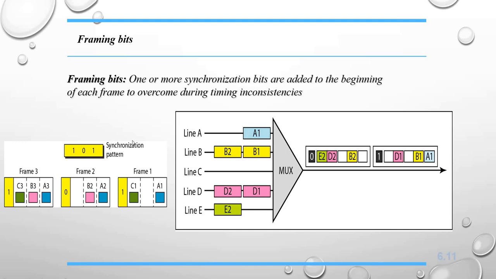So here we can see the synchronization pattern of the framing bit. It will be like 1 0 1. This is the order of the synchronization bits. At the destination, the framing bits are used to arrange the frames so that they are in order.